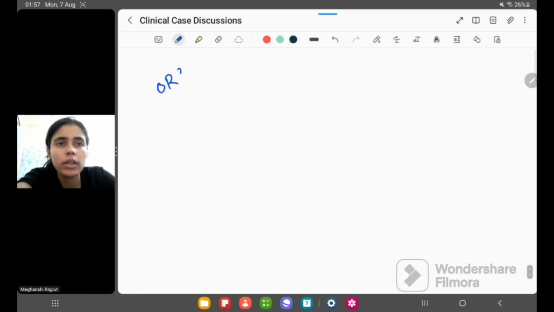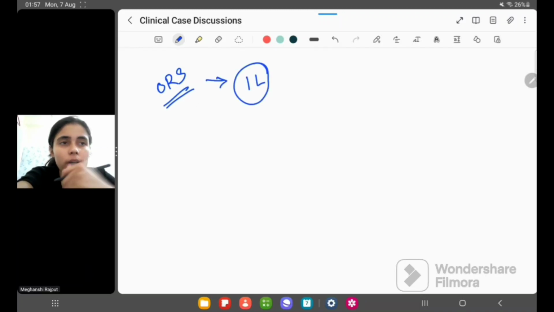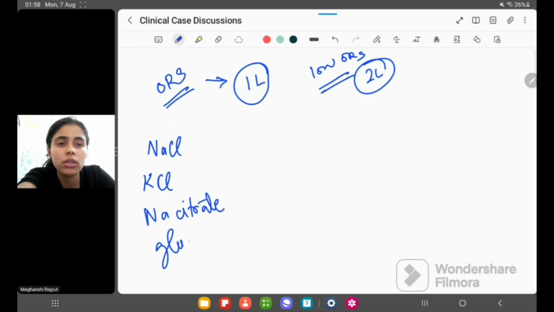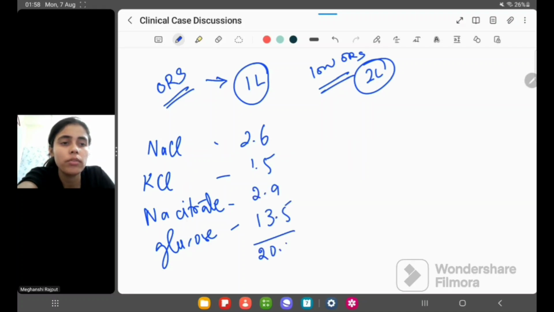For the oral dehydration solution, we usually mix the sachet in 1 liter of water, boil it and cool it down. For ReSoMal, the low-osmolarity ORS, we use 2 liters of water. For ORS, we need to know the components: sodium chloride, potassium chloride, sodium citrate, and glucose. The values are quite easy to remember: 2.6, 1.5, 2.9, and 13.5, with a total of 20.5 grams.